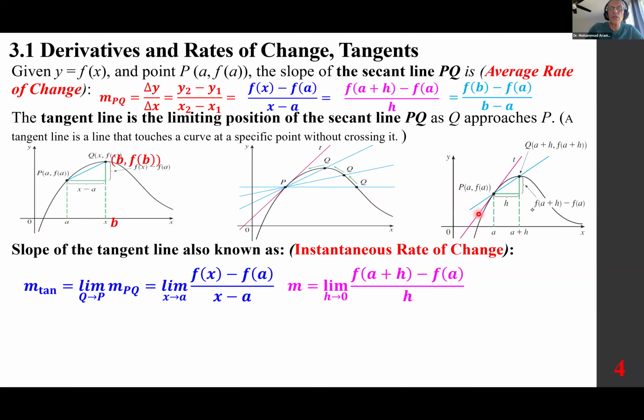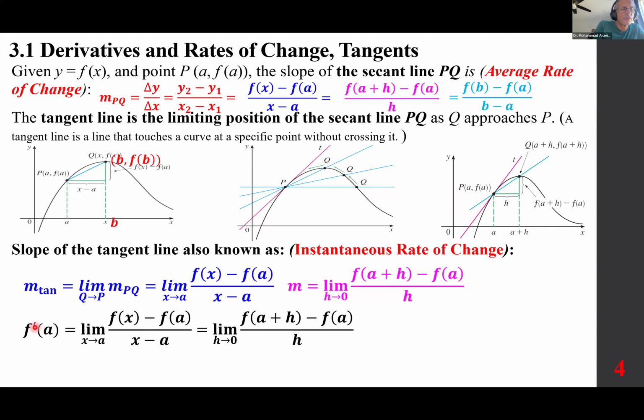If you look at this one, the limit of f of a plus h minus f of a over h as h approaches 0, as this distance becomes 0. They all mean the same thing. Again, it's important to understand they all refer to the same thing, everybody.